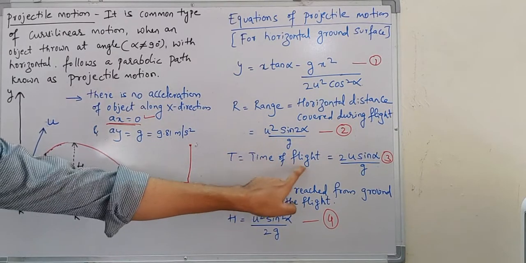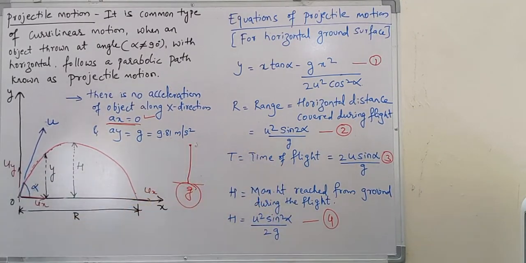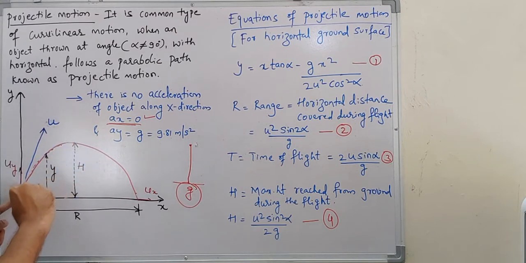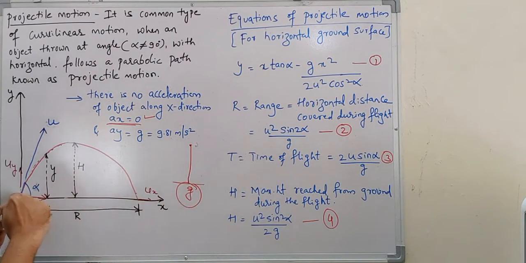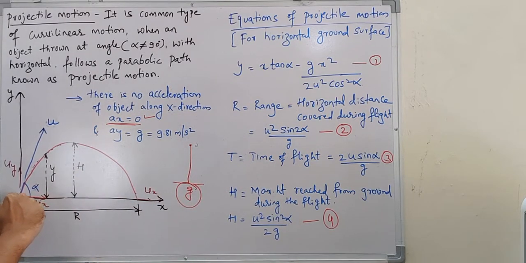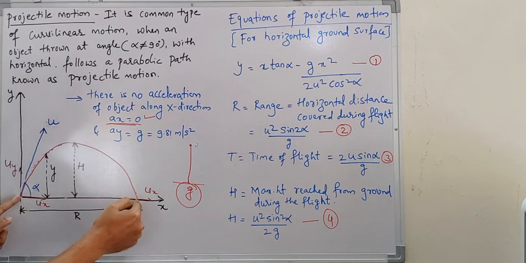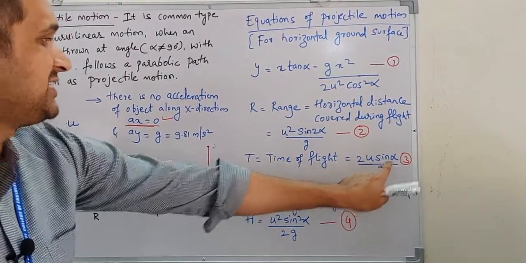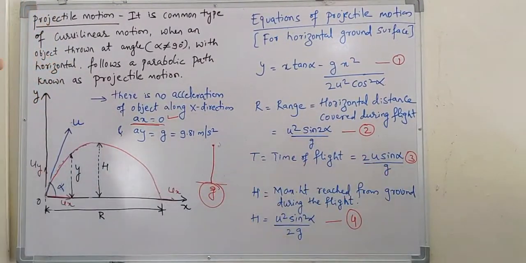Next is time of flight, denoted by t. I have not written it in detail. It is the total time taken by the particle from the initial point to the final point during its entire flight. That is calculated as 2u sine alpha divided by g. Again, u is the initial velocity, alpha the inclination, and g the acceleration due to gravity.